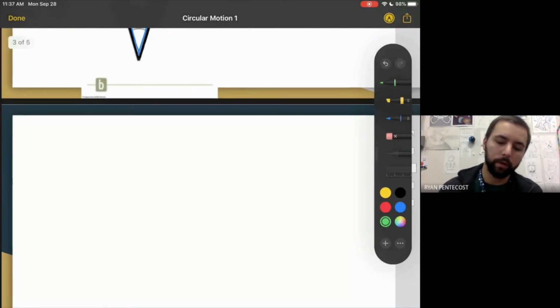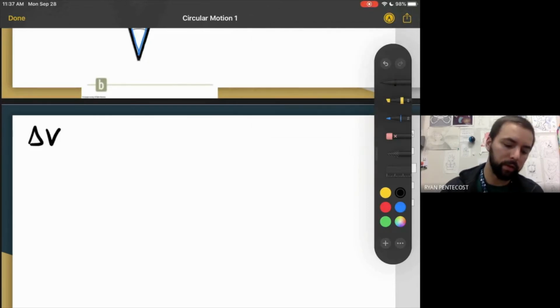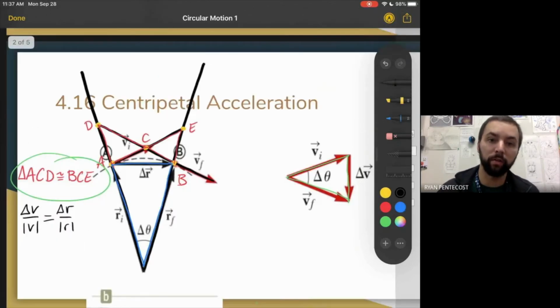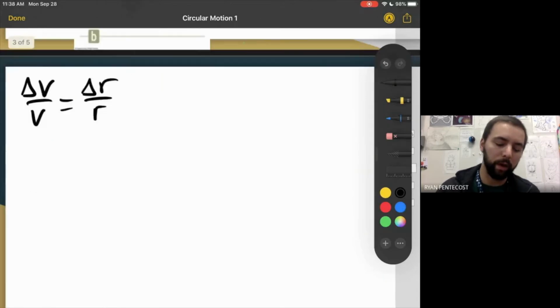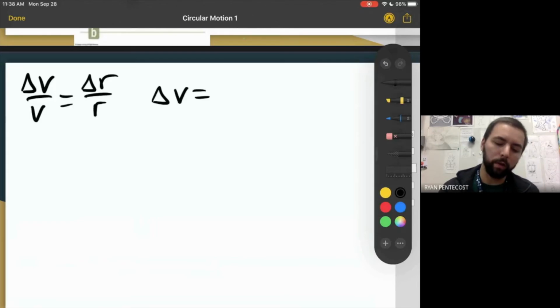Okay, so let me change the pen here. So we've got delta V divided by V equals delta R divided by R. What we're trying to do here, this is a centripetal acceleration derivation, right? So we're trying to work our way towards acceleration. So let's get that in terms of things that look like acceleration. Let's solve for delta V. Delta V would then equal delta R times V over R.